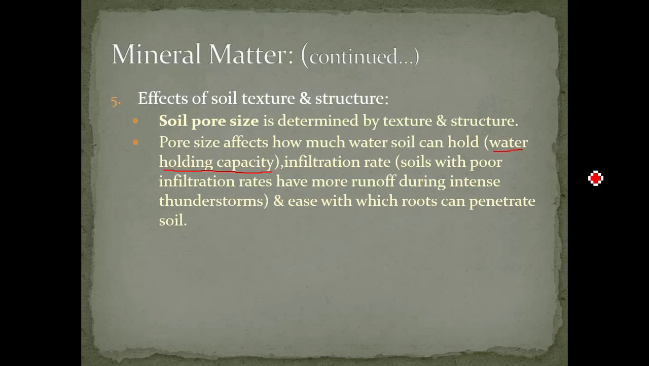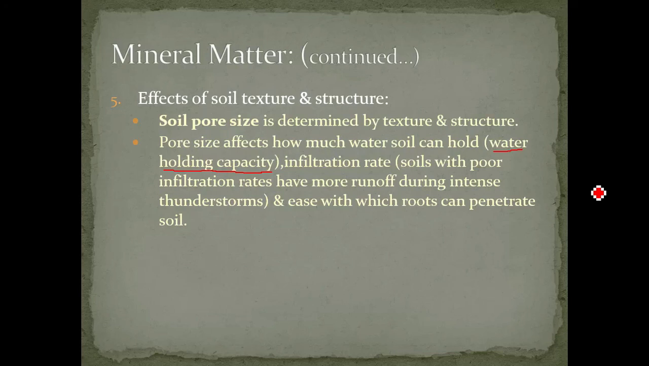And not only does it affect water holding capacity, how much water a soil can hold, but it affects the infiltration rate, how rapidly that soil can absorb water. If you have a soil that has a poor infiltration rate and you have a thunderstorm, most of that water may run off, and that's not going to do you any good. Not only does it run off, not getting into the soil profile, but it carries with it nutrients, topsoil, pesticides, and any other thing that you may be trying to use to help that crop grow.